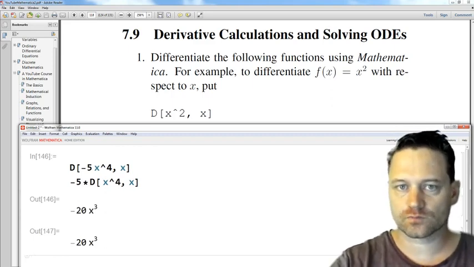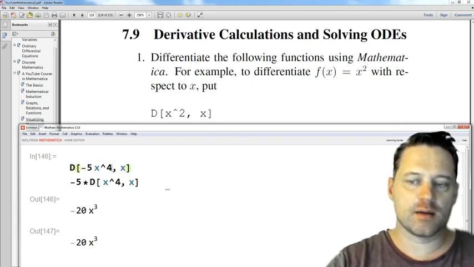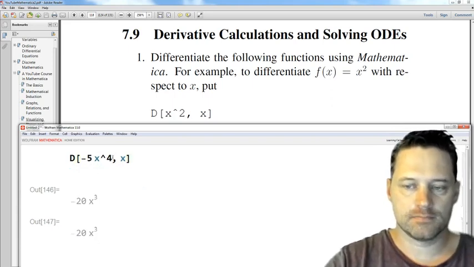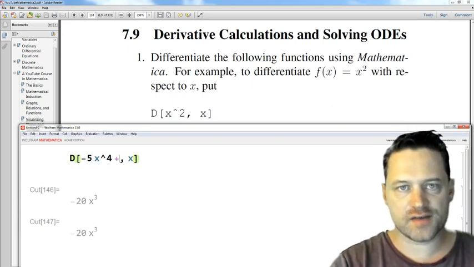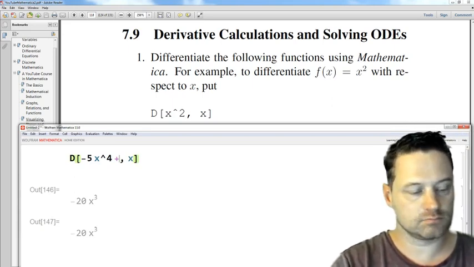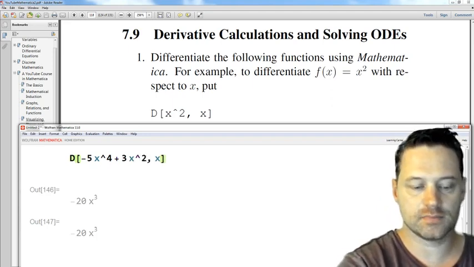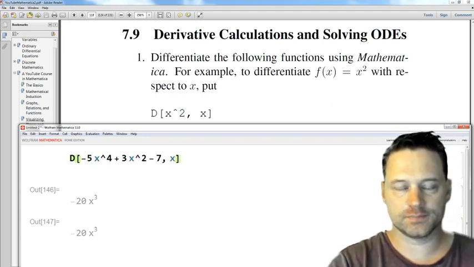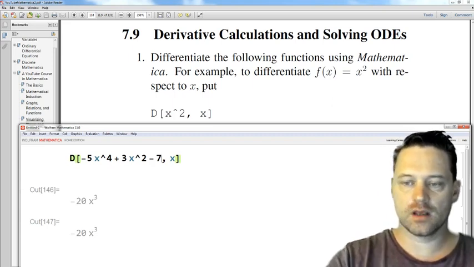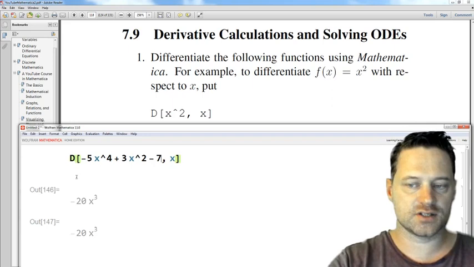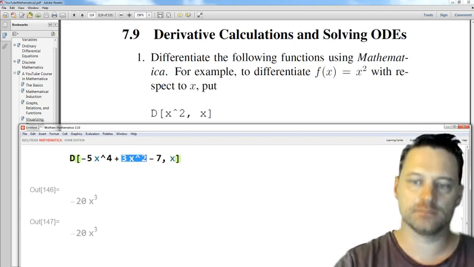Now, if we have a more complicated example, say, what about the polynomial minus 5x to the 4th plus 3x squared minus 7. Okay, we can differentiate a polynomial by looking at each of the terms individually and differentiating those and adding the result together.